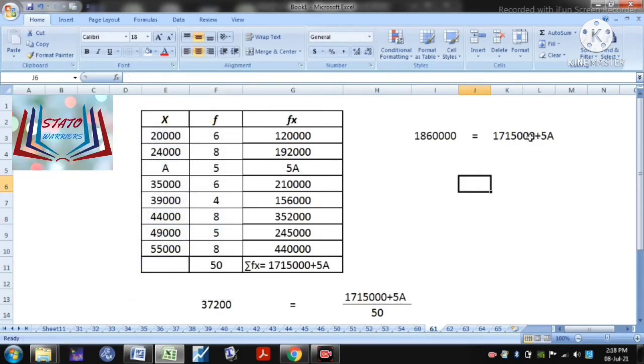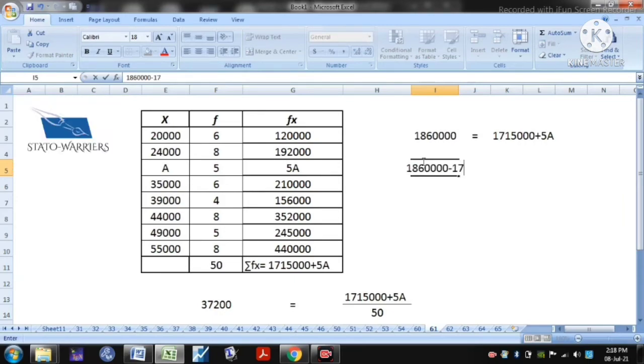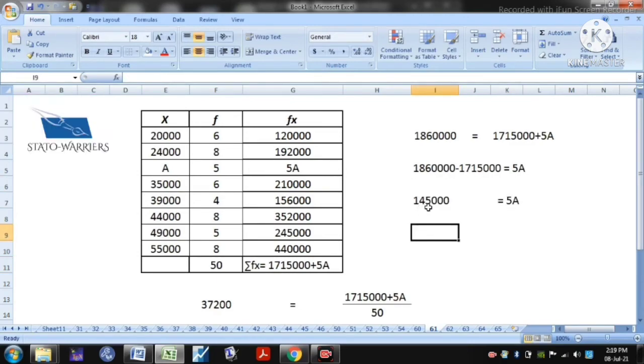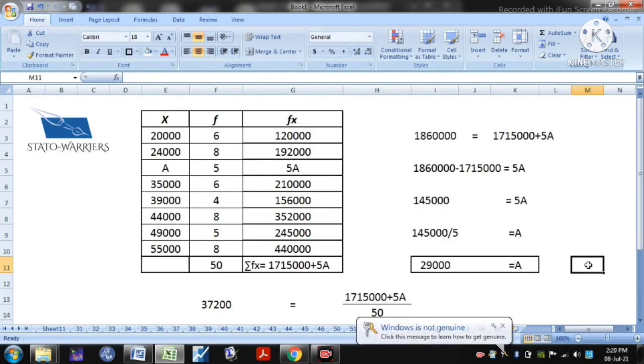When this particular value shifts to this side, the sign will change and the value will be 18,61,234 minus 17,15,123 is equal to 5a. Now the value is 1,45,000 is equal to 5a, and when we further solve it, the value of a is 29,000. So what we can say is that these 5 employees are getting 29,000 as their average salary.